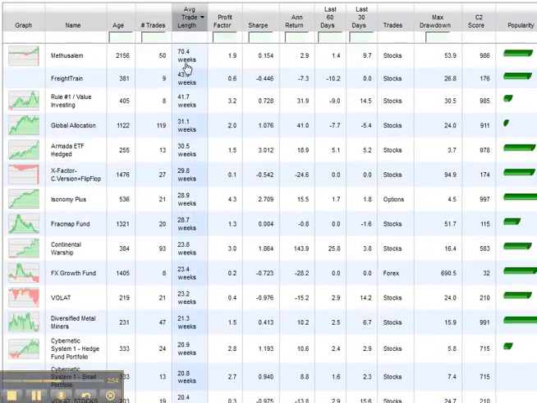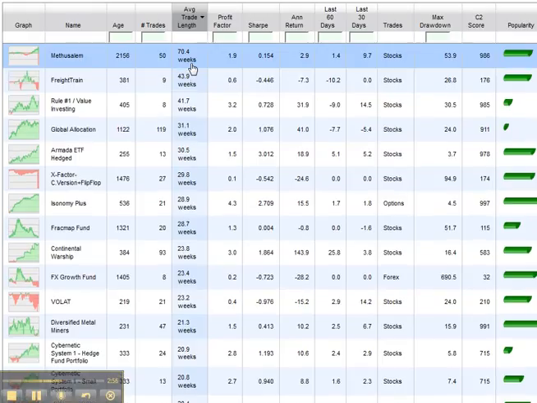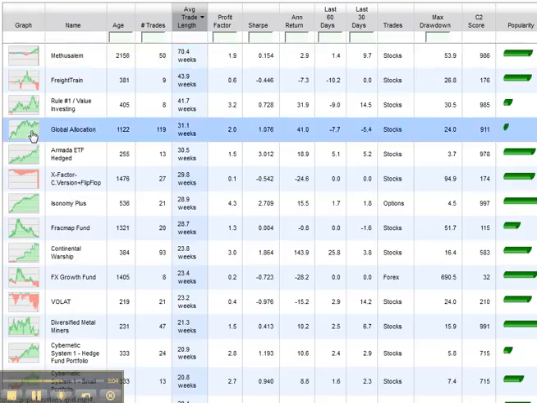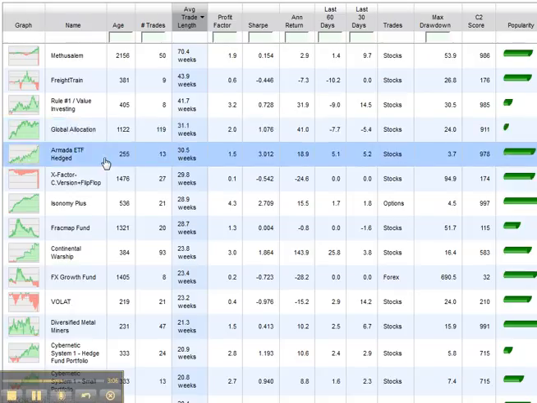This one here, each trade lasted an average of 70 weeks. That's a long time. It didn't really do very well. Now this system here has done pretty good. It hasn't had many trades done though. It's done some really long-term trades, but it's only done a few of them. Although they are lasting for over 6 months at a time.